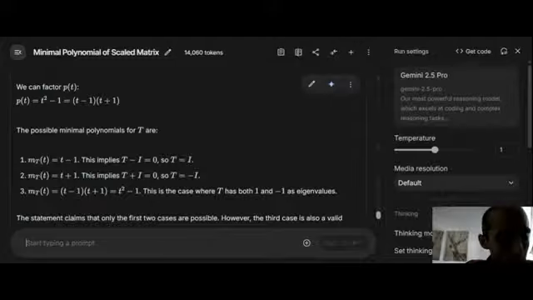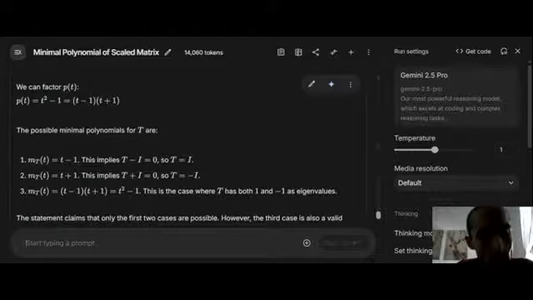Remember that the minimum polynomial is the weakest polynomial that annihilates the matrix or the transformation. We don't know which one it is, so it can be this one minimal polynomial. So we get this, which means that the eigenvalue of T is 1. It can be this, so the eigenvalue of T will be minus 1, or it can be this one. Then we'll have T with eigenvalues 1 and minus 1.